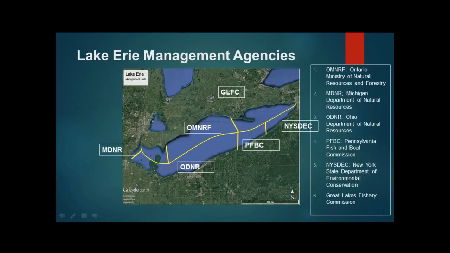Canada usually gets 50% of that catch, which makes sense because they have about 50% of the lake. The other 50% is given to the United States, which then gets further split up into the different states, Michigan, Ohio, Pennsylvania, and New York. And each state has the power to decide, from the catch that we got, how much we are going to give to recreational fisheries and how much to commercial fisheries.